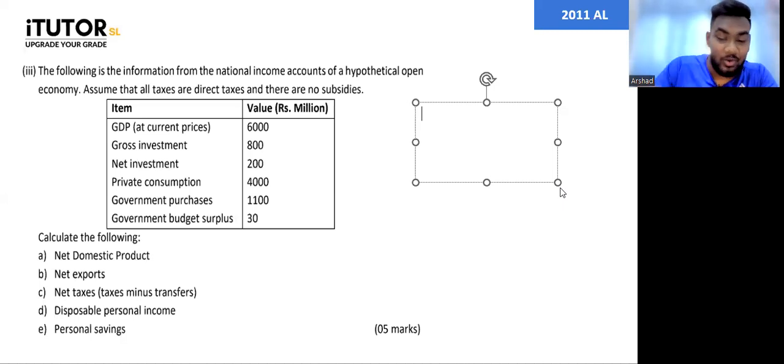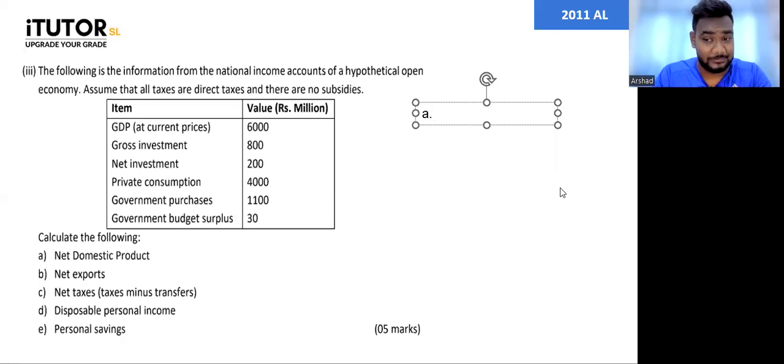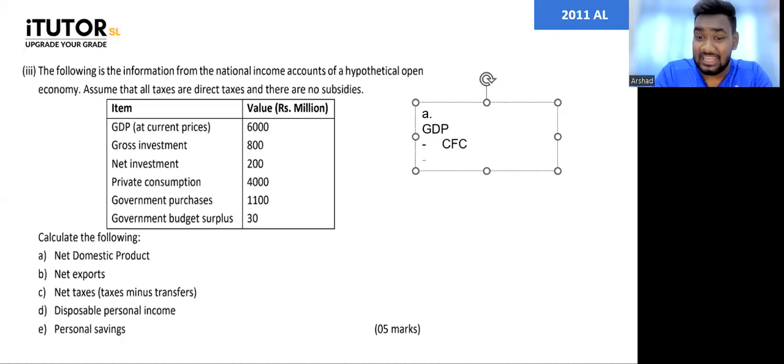So then, guys, how do I calculate net domestic product? From gross domestic product, if I minus consumption of fixed capital, that is CFC, then I can get net domestic product. So from GDP, if I minus consumption of fixed capital, I get net domestic product. Now, how much is my GDP in my question? 6,000.